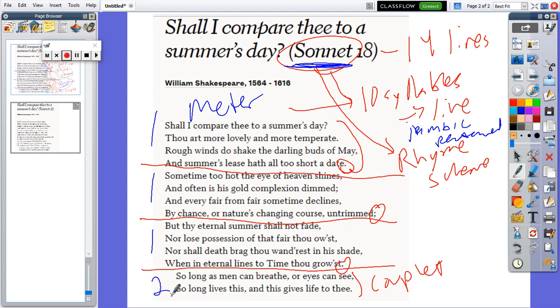So I hope this was informative, but you should be able to see a sonnet by sight, simply by asking: Does it have 14 lines? Do we see 10 syllables per line? Does it have a tight rhyme scheme? And you know it's a Shakespearean one when it has these quatrains along with the couplet. Good luck.